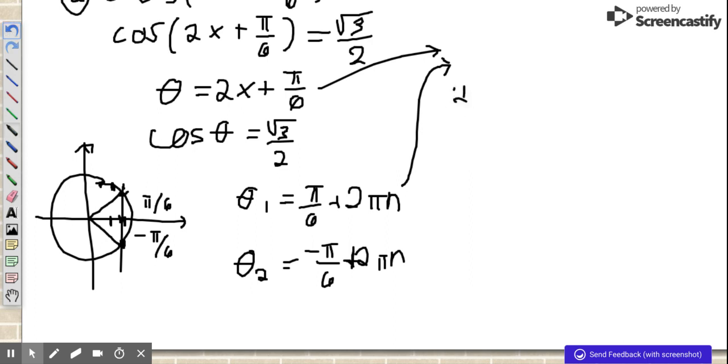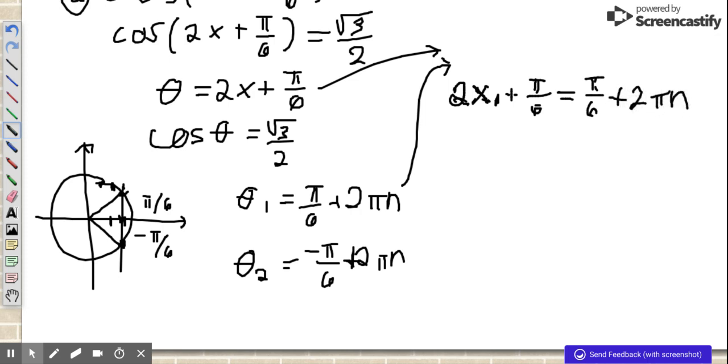Wow, this is not working. Okay, so 2x1 plus pi over 6 is equal to pi over 6 plus 2 pi n. This is not what I wanted to write. Okay, so plus 2 pi n.